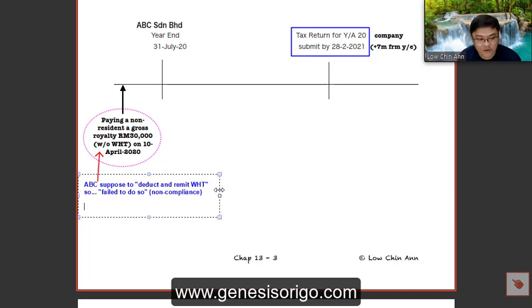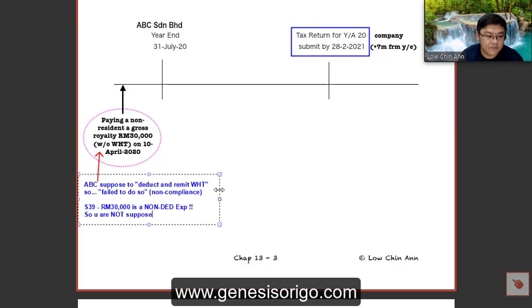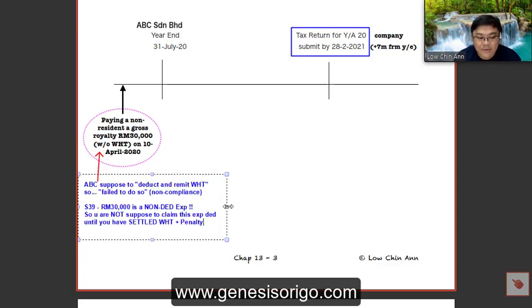Now, when you have a non-compliance, the first thing that Section 39 tells you is this 30,000 is a non-deductible expense. So you are not supposed to claim this expense deduction until you have settled the withholding tax as well as the penalty. It's not like the government says you cannot deduct. The government just says wait until you settle everything, then they allow you to deduct. So you see, you've got a problem now.